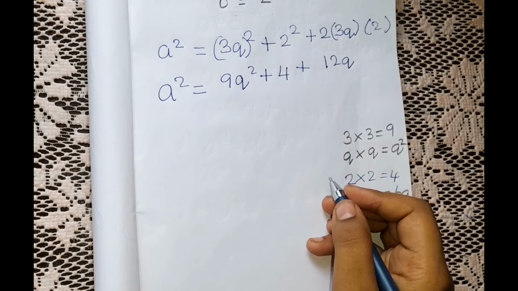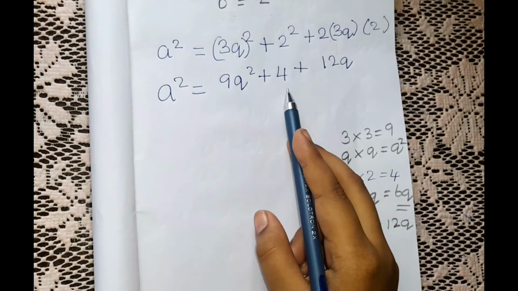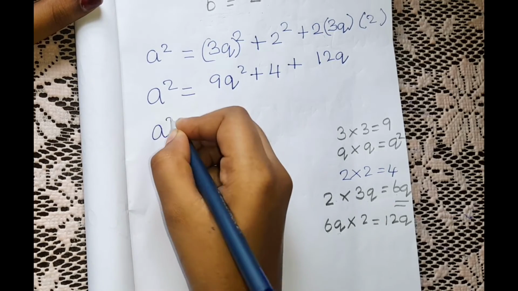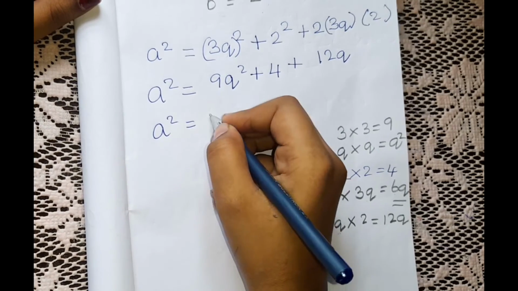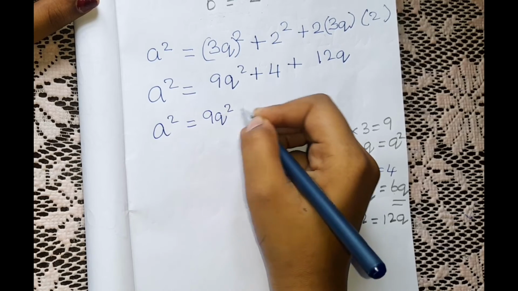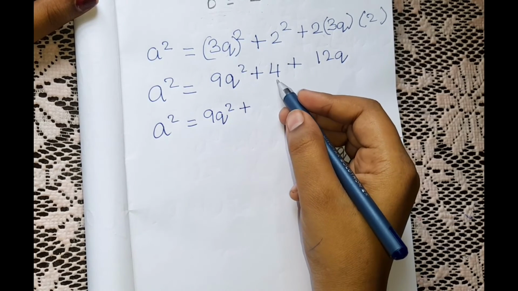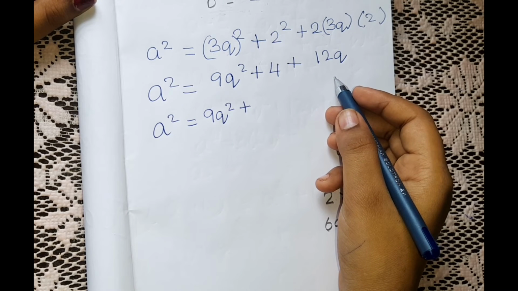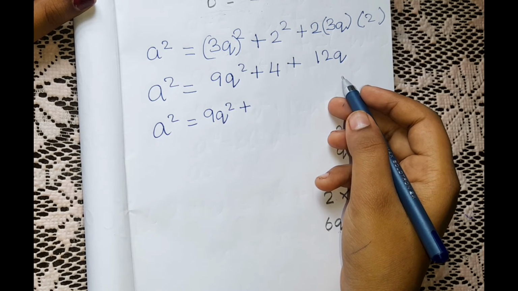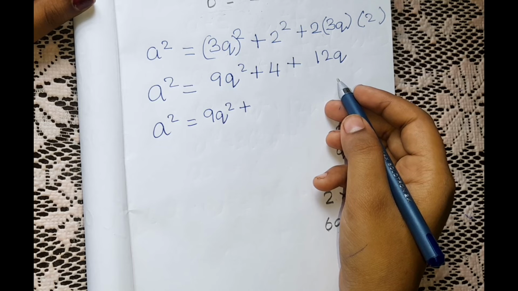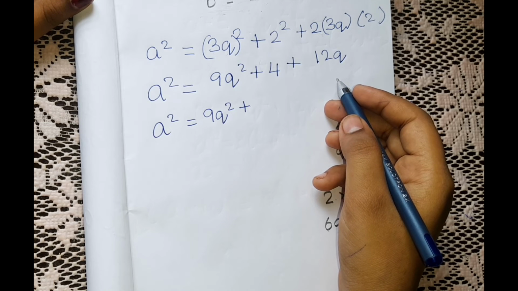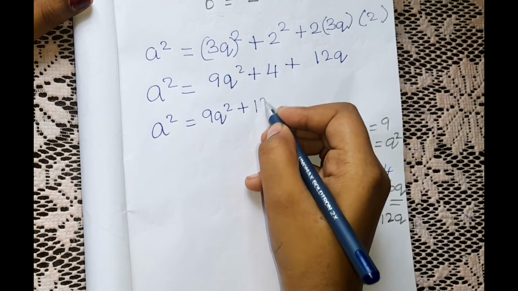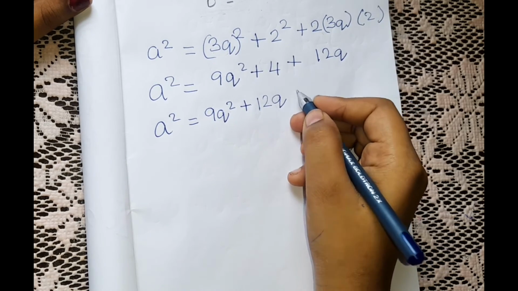Okay, now it is 9Q square plus 4 plus 12Q. Now what are we supposed to do? Now let's write it as it is. A square is equal to 9Q square plus, instead of writing 4, we are going to be writing 12Q. Why are we writing 12Q? That's because we are supposed to write the variable form at first, and after that only we are supposed to write the coefficient or constant term. Okay, so now let's write 12Q plus 4.